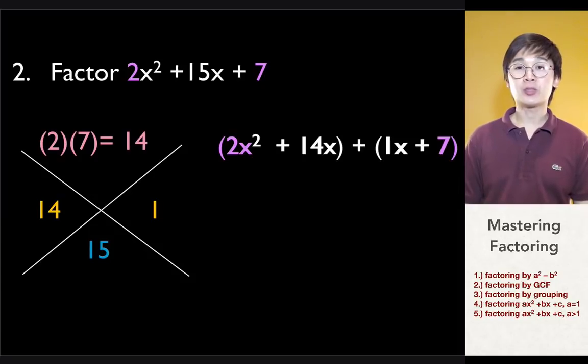And now that we have our two groups, we can use factoring by grouping to factor out the first group and the second group. The GCF for the first group is 2x, and the GCF for the second group is 1.